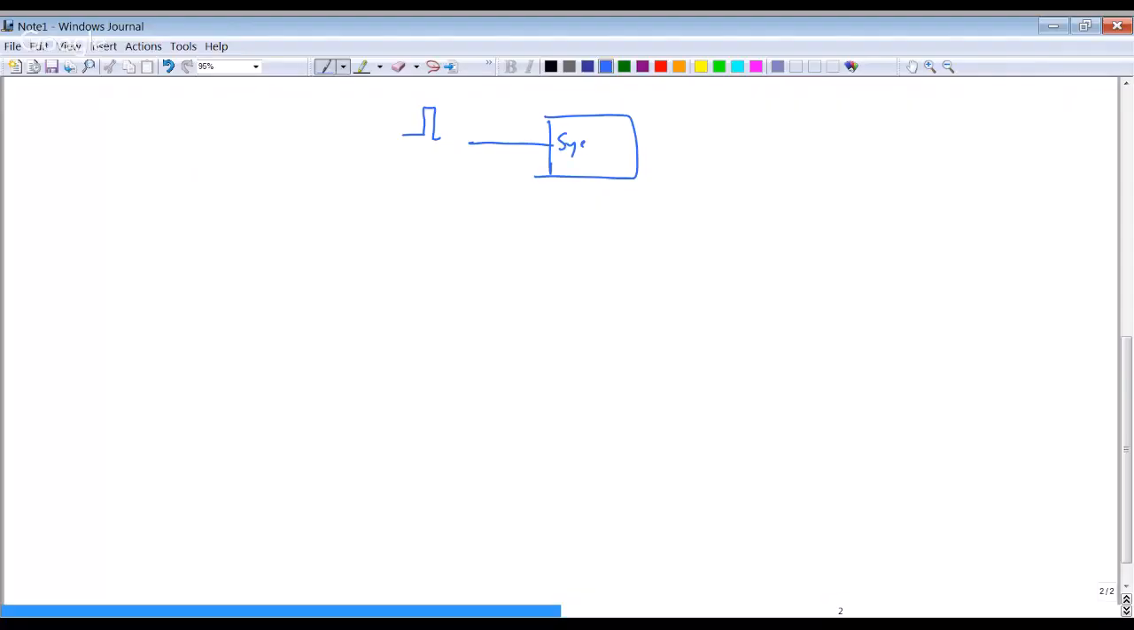See, the initial condition, if you think about system behavior, is a natural response of the system. So that is given by the impulse response. So I give you an impulse to a system and I have an output.